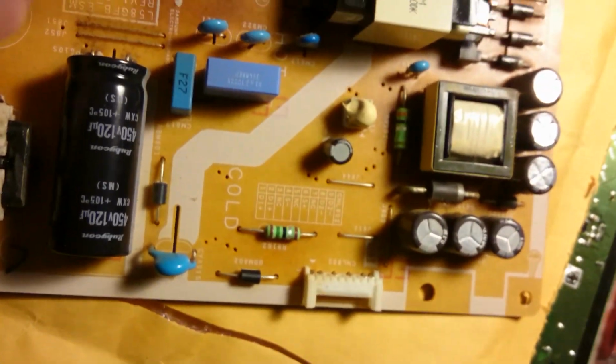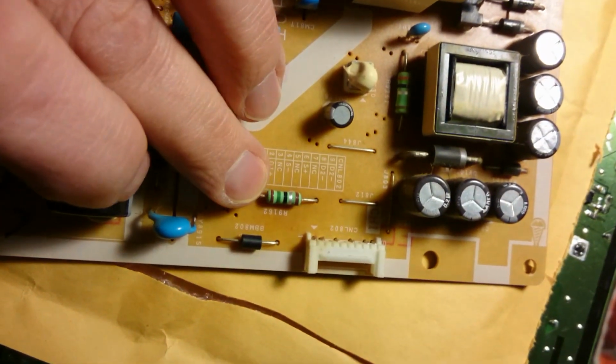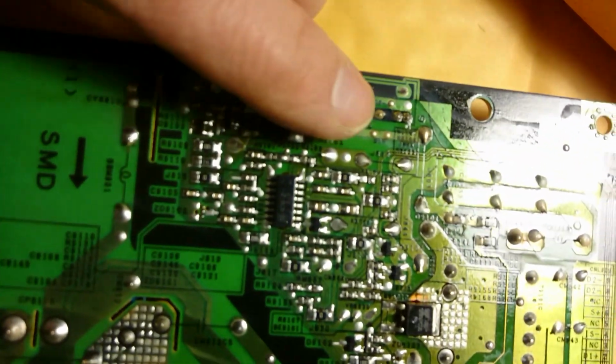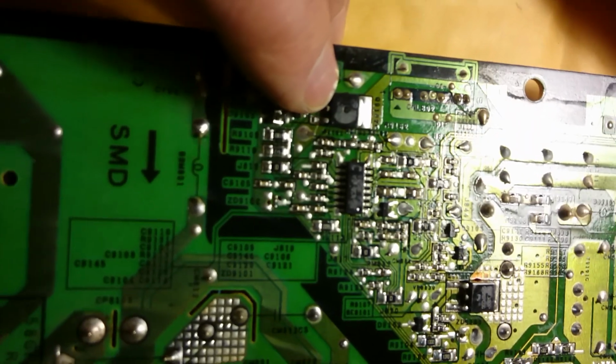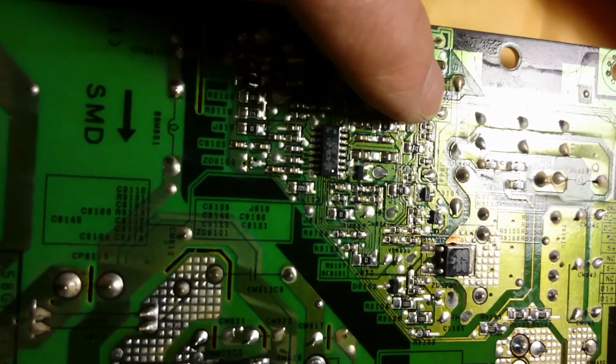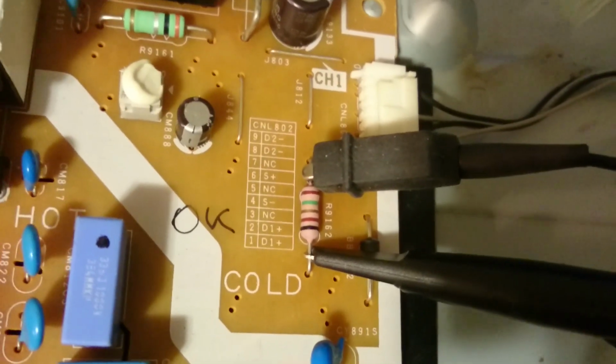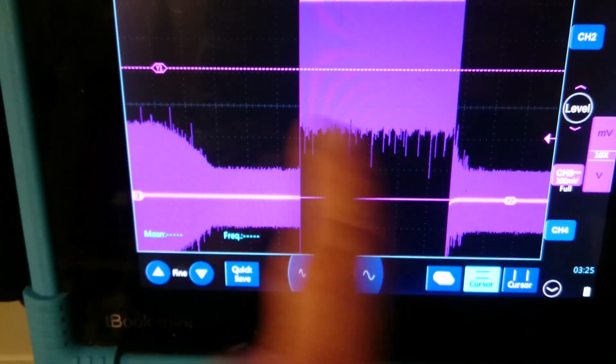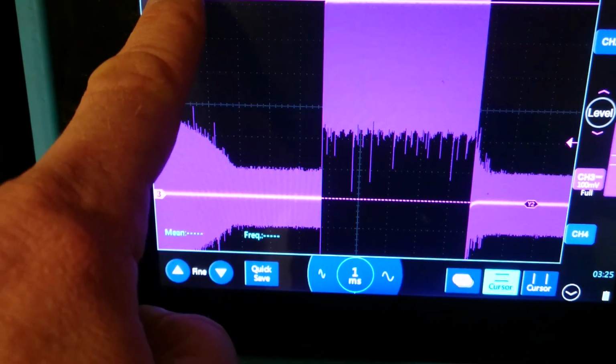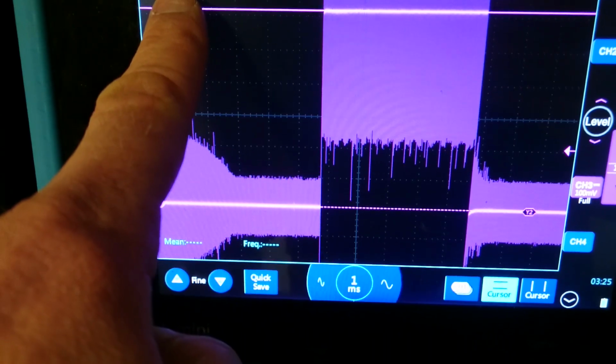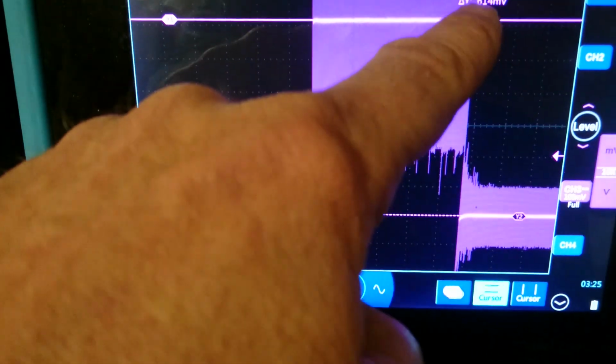And one way to do this is by increasing the resistance of this resistor here. It's a 1.5 ohm resistor. And the LED current goes through the transistor and then through the resistor here. So let's measure the current. And it gives us about 614 millivolts. Which translates to 410 milliamps.